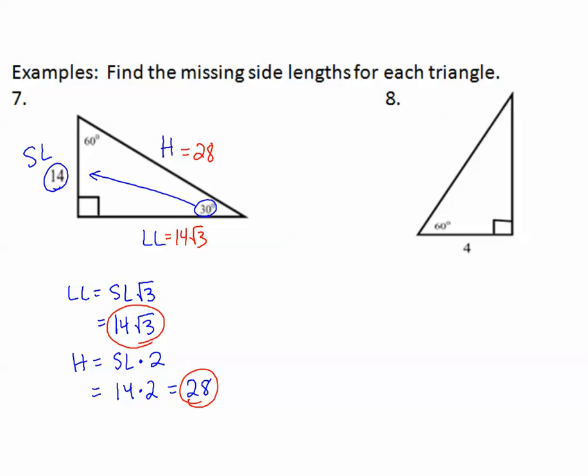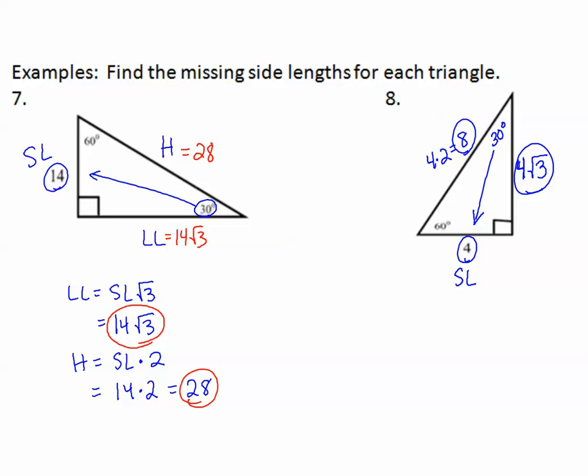So let's see what we have here. 60 degrees here, 90 degrees here, so this one must be 30 degrees. Across from the smallest angle is the short leg. Here's my short leg. Multiply by the square root of 3 to get to the long leg. Multiply 4 times 2 to get to the hypotenuse. 4 times 2 makes 8. So 8 is the hypotenuse. 4 square root of 3 is the long leg. Done. It's that easy. You just have to memorize these formulas.